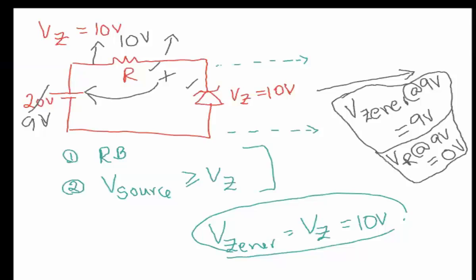And of course the current would be what? Current would be 0 at 9 volts. So until you hit the VZ under reverse condition, only then are you going to have current. Only then will the Zener act as a regulator.